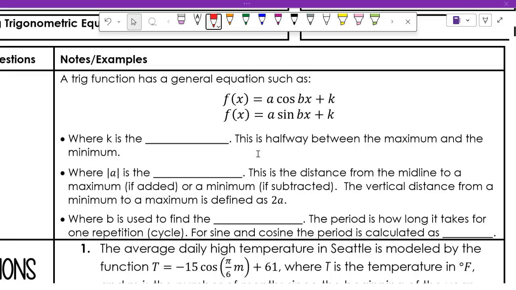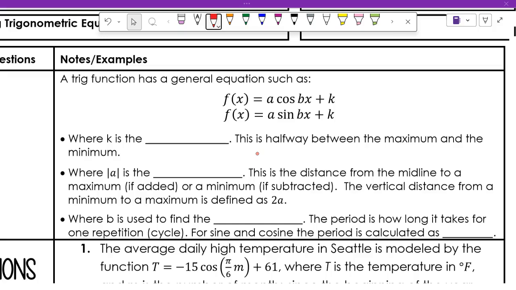Now, we've been doing things all year long that have transformations within the functions, and A has always represented our vertical compression or stretch. B has represented our horizontal compression or stretch, and K has represented our vertical shift up and down. None of that has changed, except when I'm actually applying it here, it's important to understand what those things are going to do with my equations and therefore my graph.